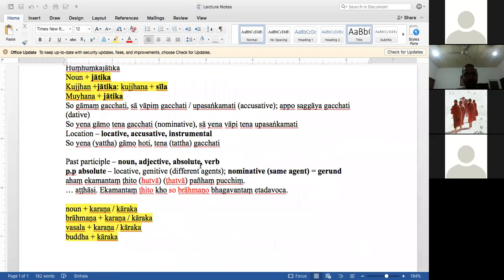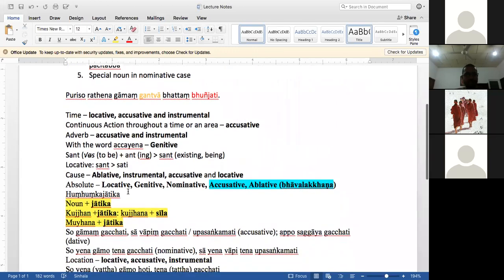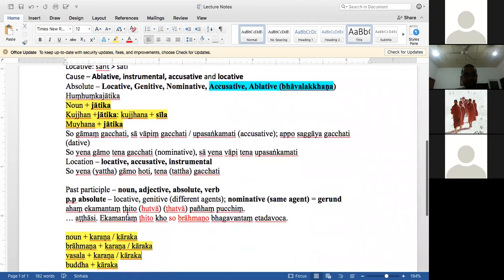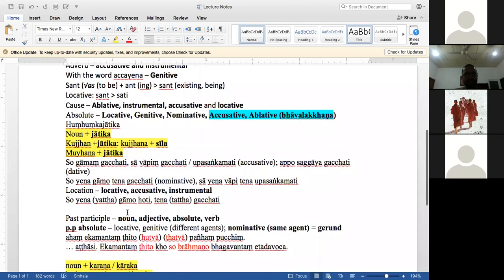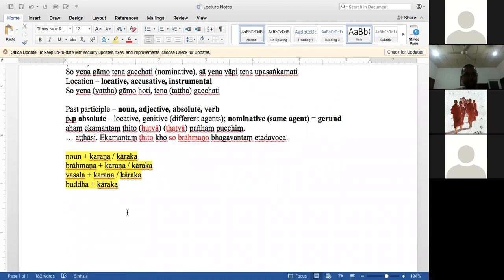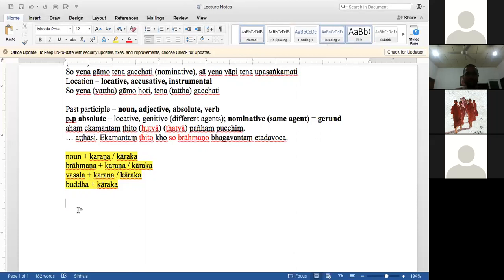If you look into the lecture notes, you can find the locative case can be used in time, sometimes in cause, sometimes in location, sometimes in the absolute. So there are different meanings of the locative case, and I'm not talking about these. In the meaning of location, when the locative is used in the location meaning, in that sense, the locative has four meanings.